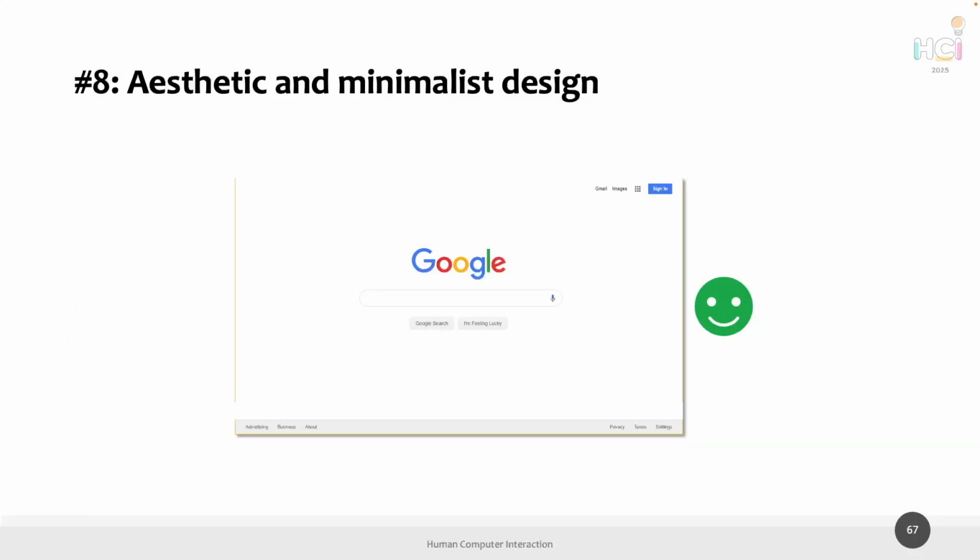So the Google search interface is clean, simple, with a minimalist interface that is focused on the main task of the interface, which is searching something on the web. So when I look at this interface, I immediately know which is the main task of this interface.